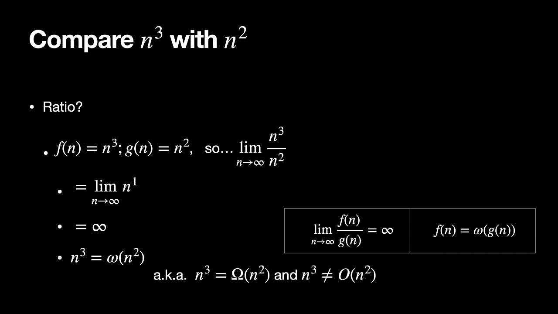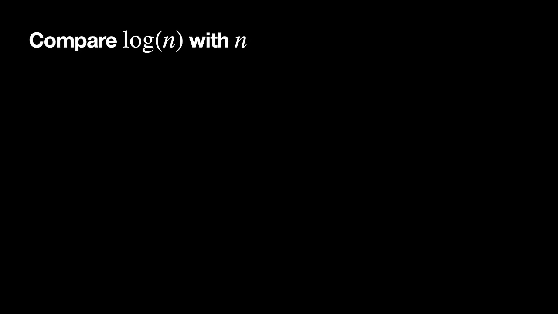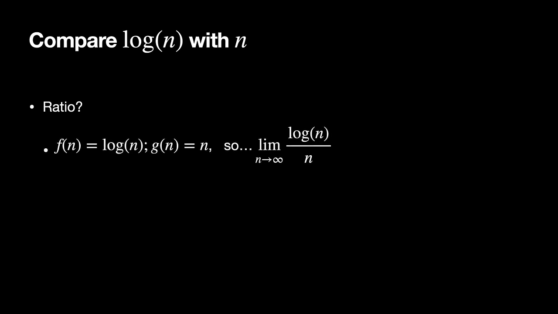Okay, so let's move on to another example. Let's compare log of n with n. So again, we'll establish our ratio. Our f will be log of n, our g will be n. So we'll be looking at the limit as n approaches infinity of log n over n.